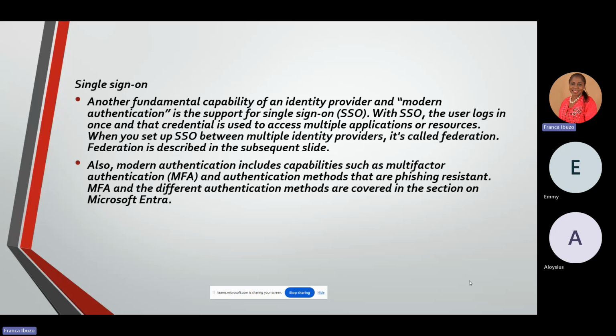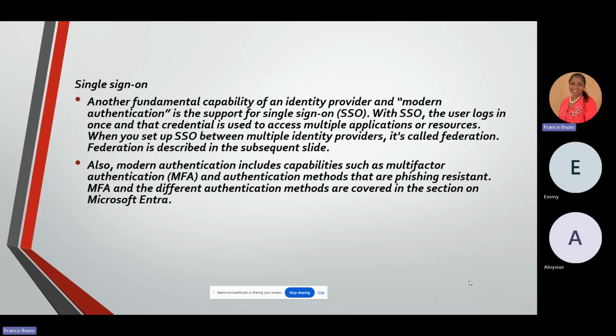So, federation. Okay, go ahead. That's what I wanted to ask. The federation. Okay, yeah. I said that when you set up single sign-on between multiple identity providers, it's called federation.